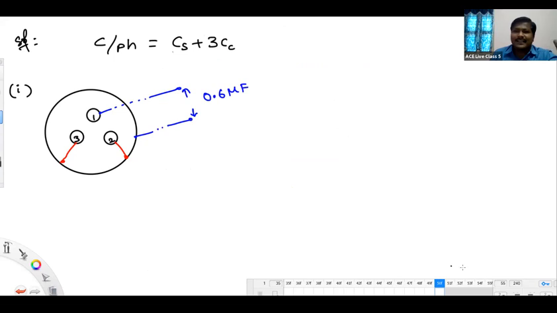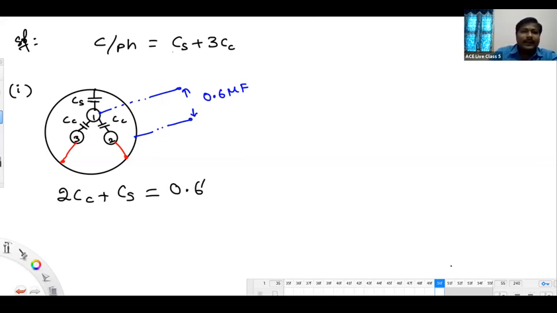Now you keep that CS and CC in the model. It's very simple to write. And here we have CS. 2 to sheet we don't have. 3 to sheet also we don't have. 1 to 2 we have CC. 1 to 3 also we have CC. Then how are these three connected? Parallel. So it will come like 2CC plus CS is equal to 0.6 microfarads. Don't ask me how. We have done it already in experiment number 1.